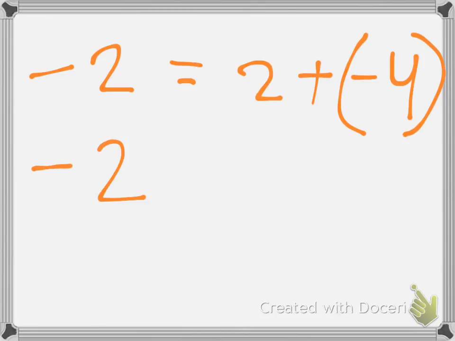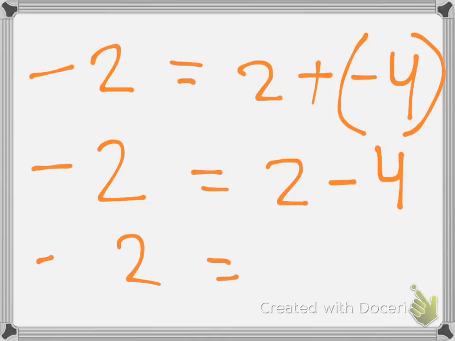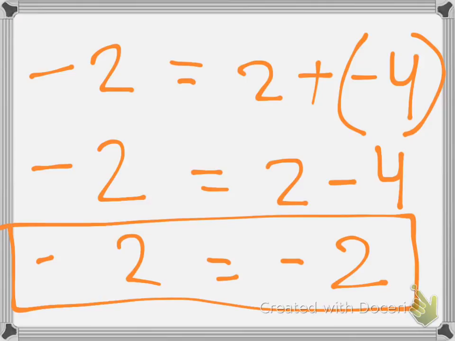Now we have to do minus 2 equals 2. Plus times minus is minus. And then our 4. So minus 2 equals 2 minus 4. 4 minus 2 is 2. And then the minus 4 is bigger than 2, so our answer is negative. Minus 2 equals minus 2. So therefore our answer is correctamundo as always.